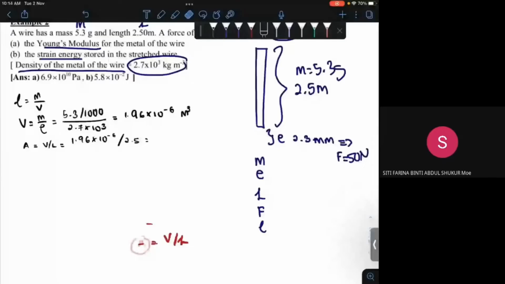Berikan bantuan kamu juga masih. You don't know where did I put my calculator. Kalau dah ada, boleh kena shout out the answer dekat sini.